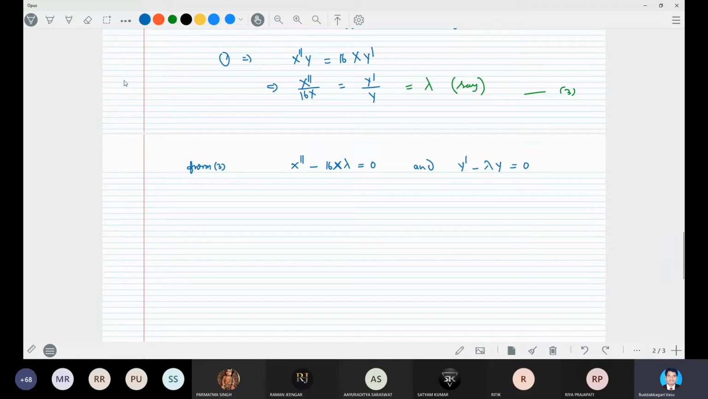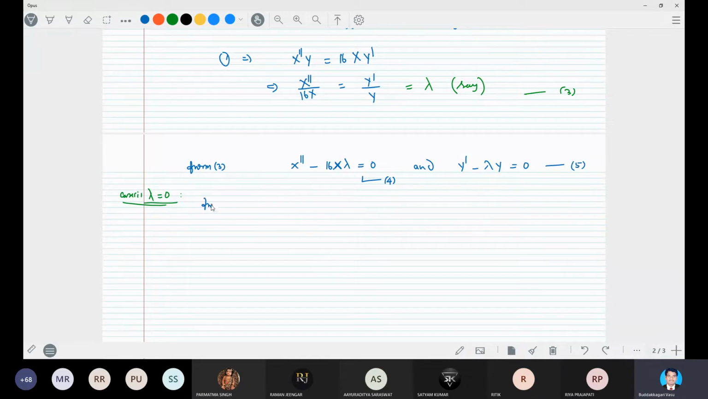Now let us take that constant in three ways. Case 1, you can take lambda is equal to 0. When lambda is equal to 0, so what will happen? The solution X double dash is equal to 0, right? This is equation 4 and this is equation 5.